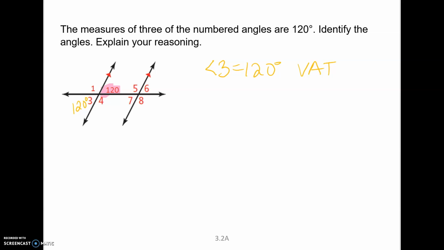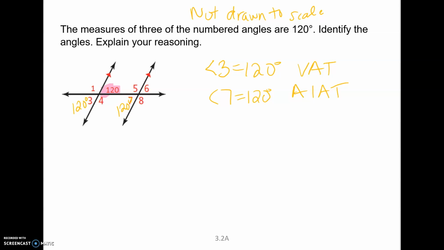Okay. The next angle that I know for sure is 120 degrees is angle 7. Okay, so angle 7 is 120 degrees. Notice this is not drawn to scale. Okay, we're just practicing those different types of angles. So 120 and angle 7, these are my alternate interior angles. So we're going to use AIAT to say they are congruent. Okay, so this is now 120.